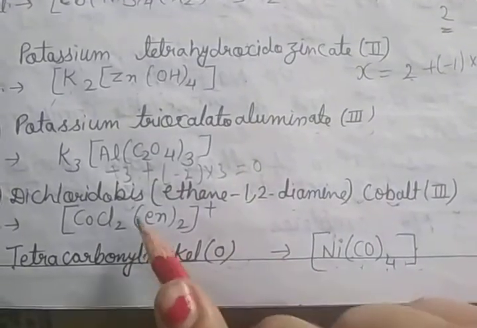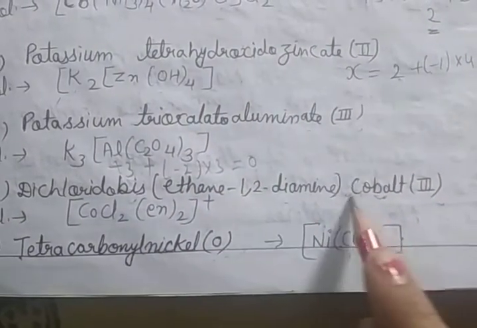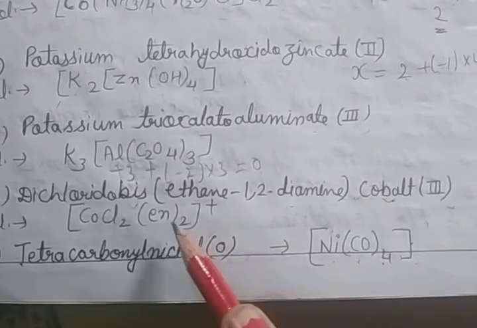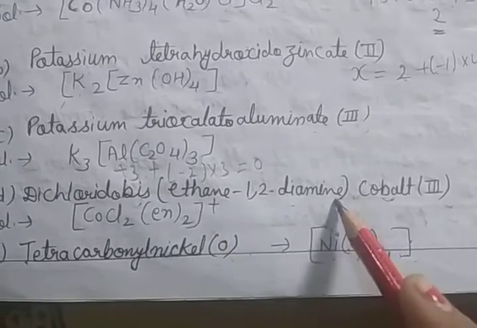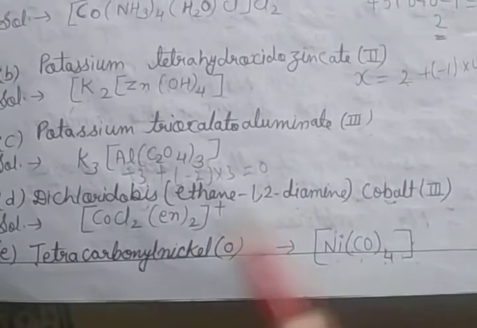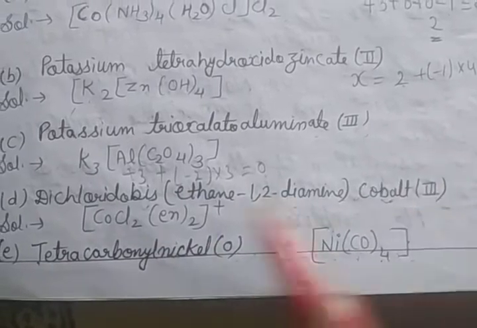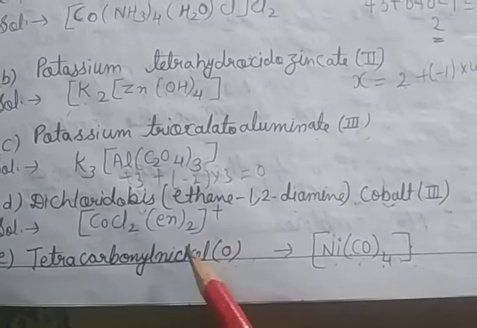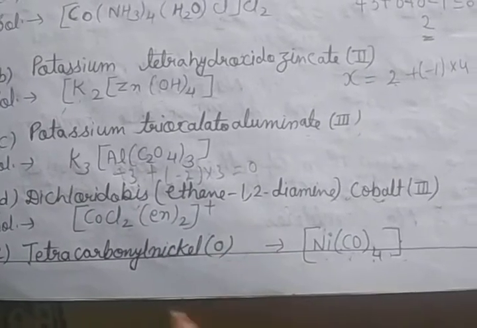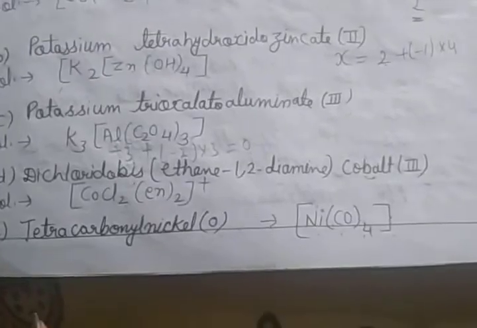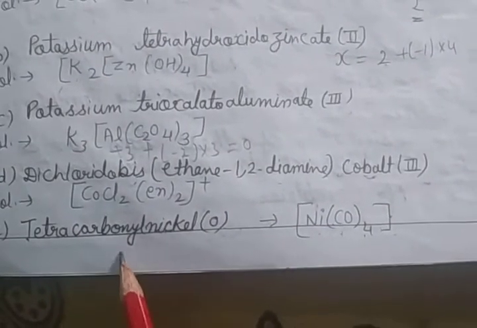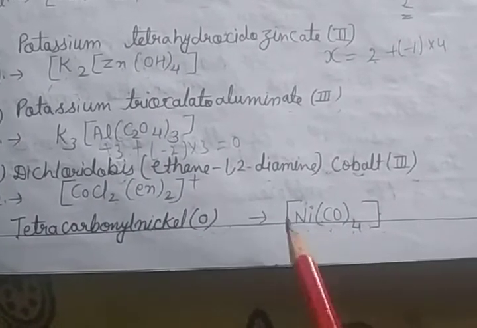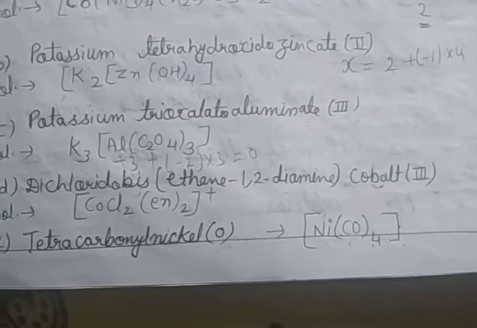Next is dichloridobis(ethane-1,2-diamine)cobalt(III). Dichlorido means Cl2, bis means en whole twice, because ethane-1,2-diamine is short en, cobalt Co, and its oxidation number is 3. So +3, -2 and en 0. So here the charge is only +1. Then tetracarbonylnickel(0). Tetracarbonyl means CO whole 4 and nickel Ni. And 0. So Ni(CO)4 is its formula.